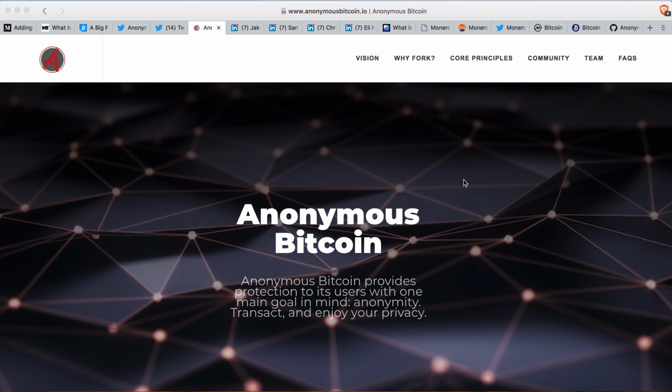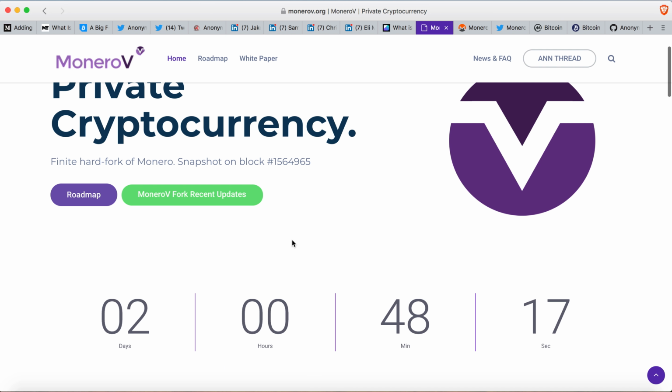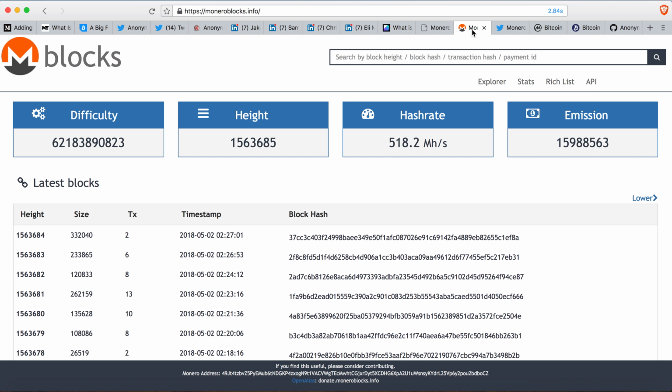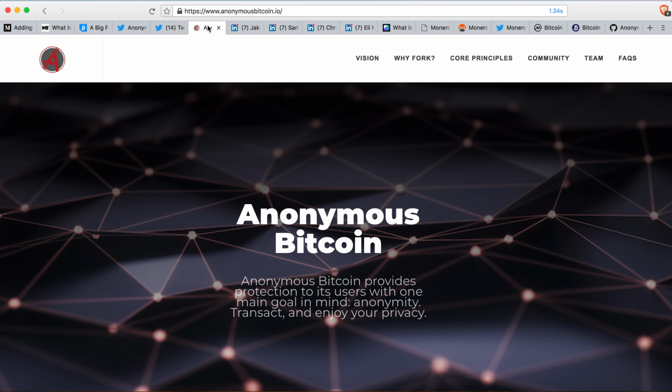Before we get into that, just to remind you guys, we are going to have the Monero V hard fork coming up. So for the Monero V hard fork, the snapshot will be on block height 1564965. We have two more days to go. Currently we are at block height 1563685. If you watch my previous video about the Monero V hard fork that I created a month ago, you should be well prepared for this hard fork. So you can go back and check out my video on how you can claim this free Monero V token.